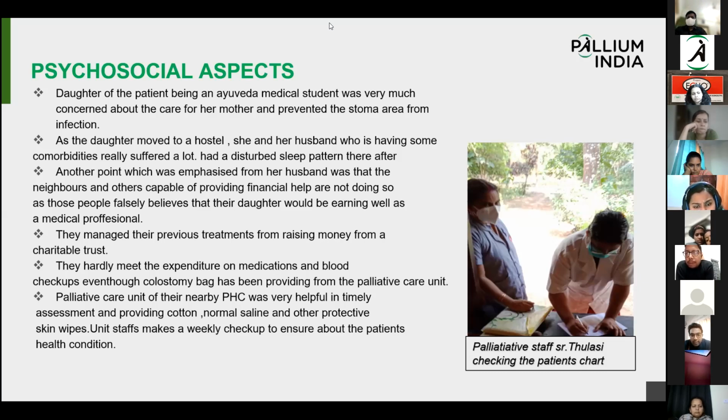The palliative care unit of the nearby PHC was very helpful in timely assessment and providing cotton, normal saline, and other protective skin wipes. Unit staff, as we can see in the image, make a weekly routine checkup to ensure the patient's health condition.